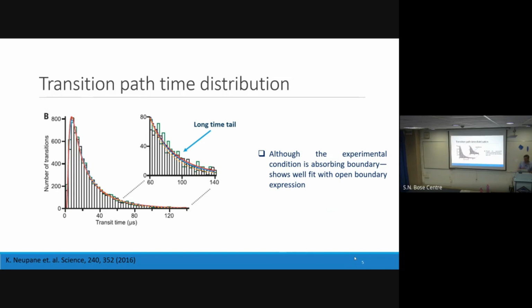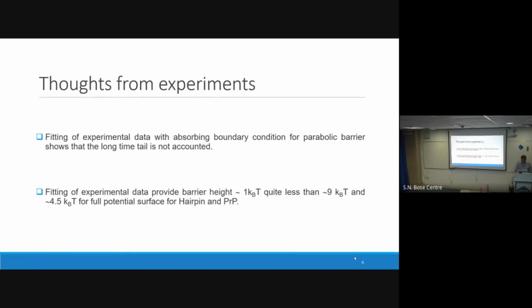So what is the problem with the open boundary condition? With the open boundary condition, the trajectory can go back and forward. That's what gives the long time tail. So if we consider an absorbing boundary, the trajectory will be shorter, okay, and the time required will be smaller. So that's why there will be a discrepancy between theory and experiment in this case, although it shows a very good fit.